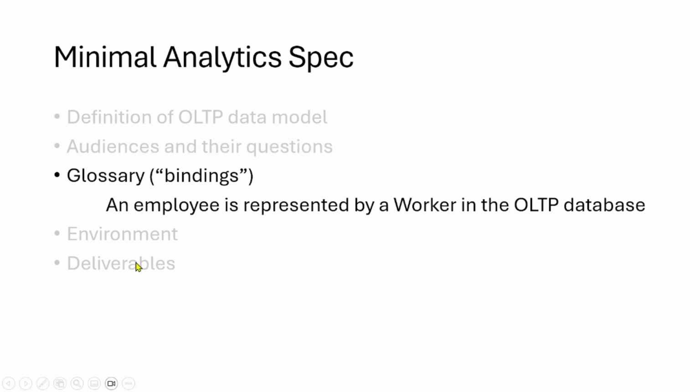Then you have to have some bindings, at least potentially. In theory, you could go behind it, but in practice, the names, for instance, of the tables in the OLTP data model are hardly ever the ones that you want to use in your analytic solution. So you have to have some kind of a mapping. You have to have some definitions of terms, and that is now here called bindings.